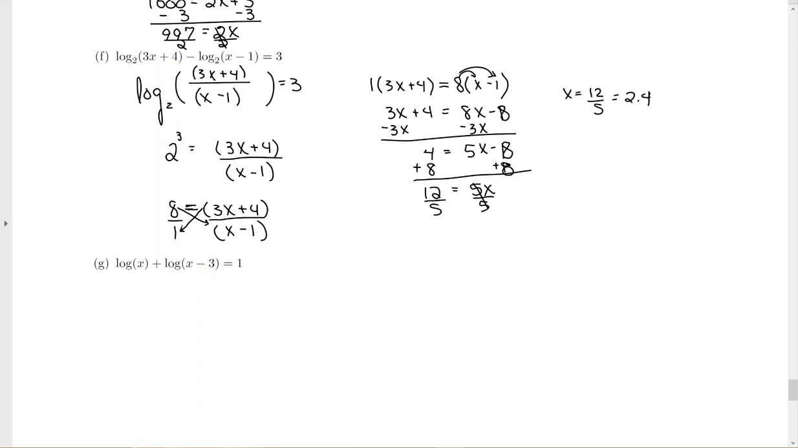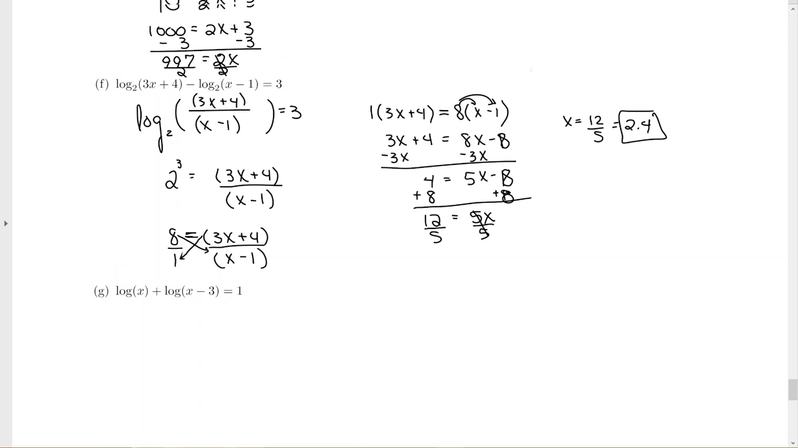Now I didn't also double check here. 2.4 times 3, that's going to be a positive something plus 4. That's cool. 2.4 minus 1, still positive, so that's going to work.